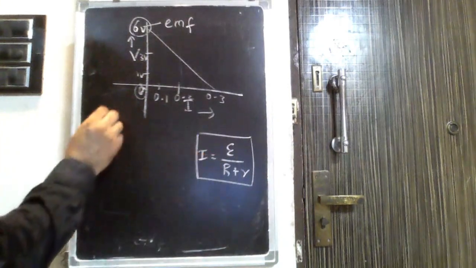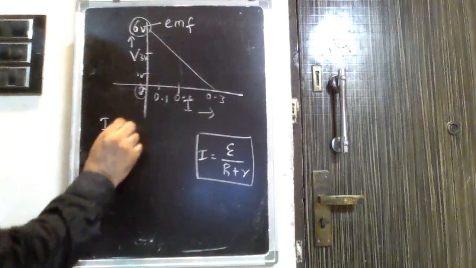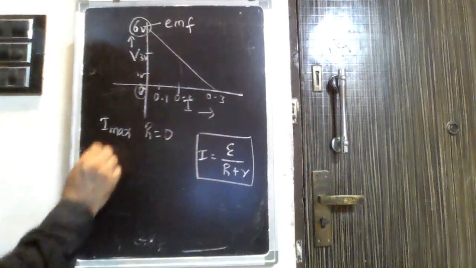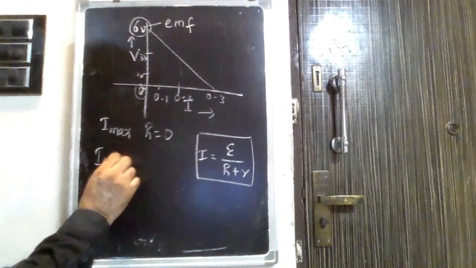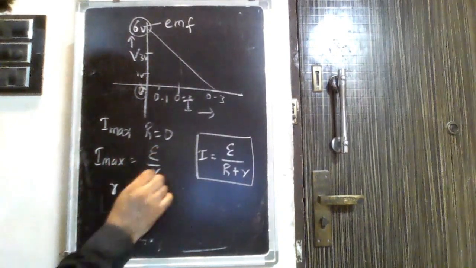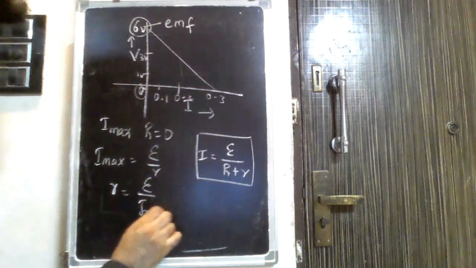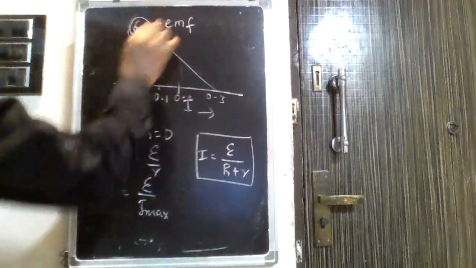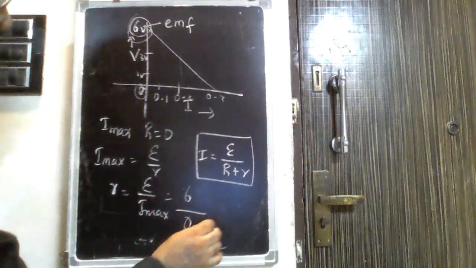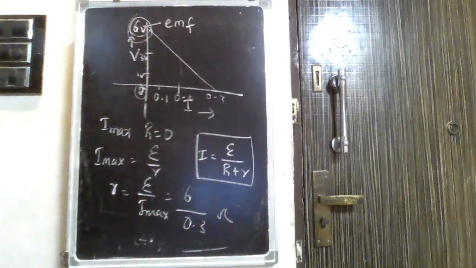From this equation, when will I be maximum? Maximum current flows when external resistance is 0, when R is 0. So I max is going to be, in the equation with R equal to 0, E by small r only. So small r will be E by I max. Now here E is 6 volt. Maximum current is 0.3. This is my internal resistance of the cell.